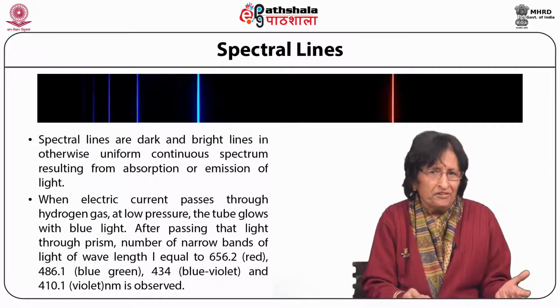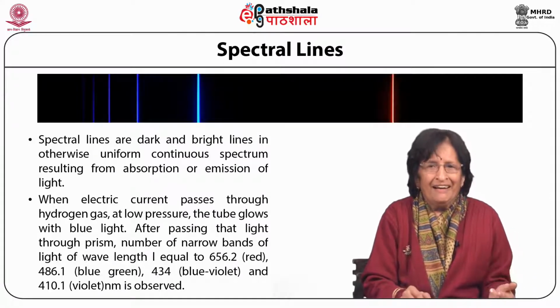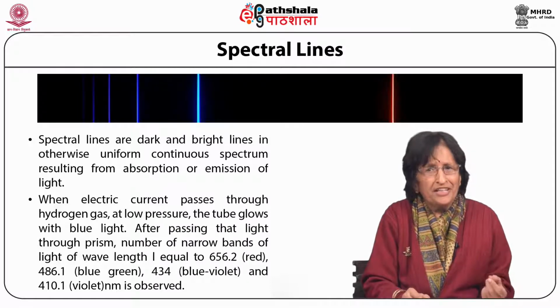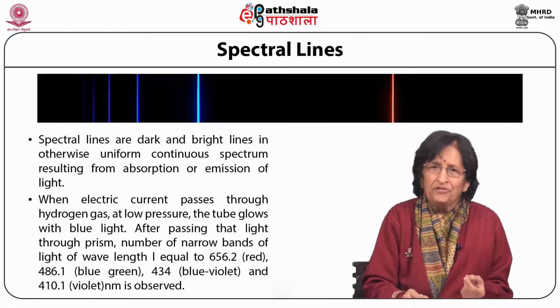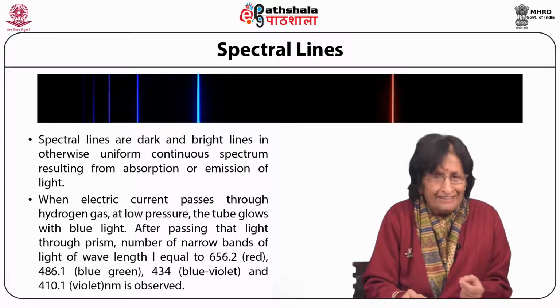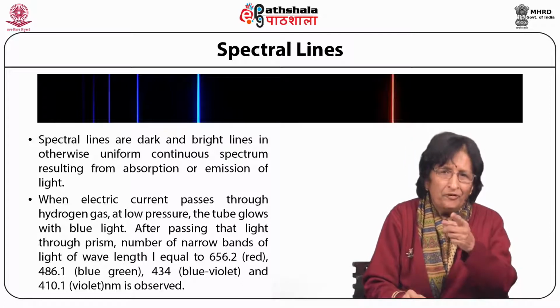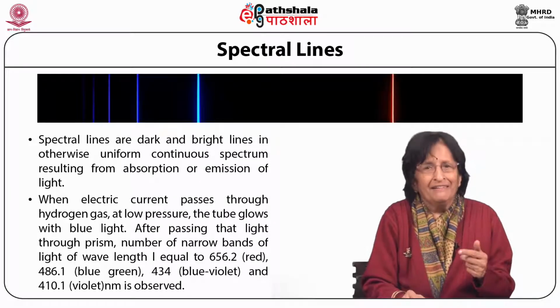In the case of hydrogen, there are 4 prominent bands: at 656.2 nanometer, which is a red line, 486.1 nanometer, which is a blue-green line, 434 nanometer, which is a blue-violet line, and 410.1 nanometer, which is a violet line.